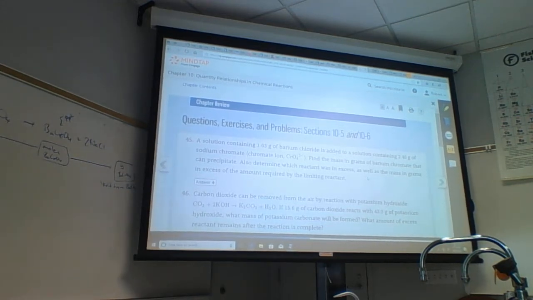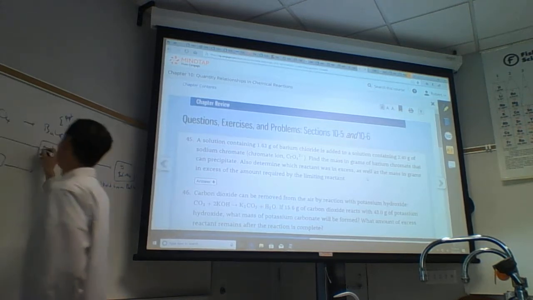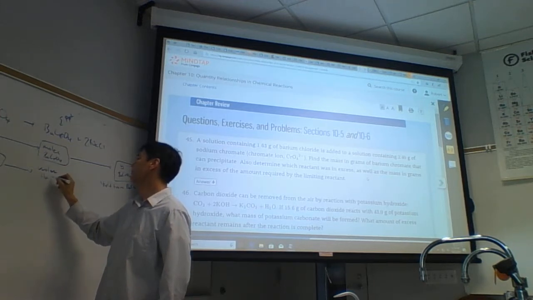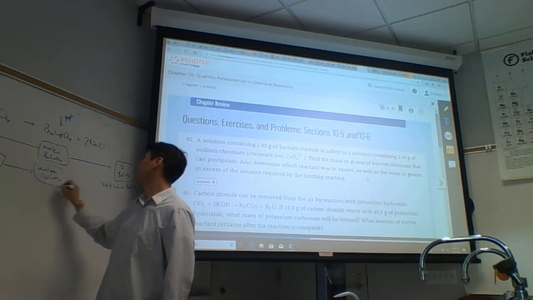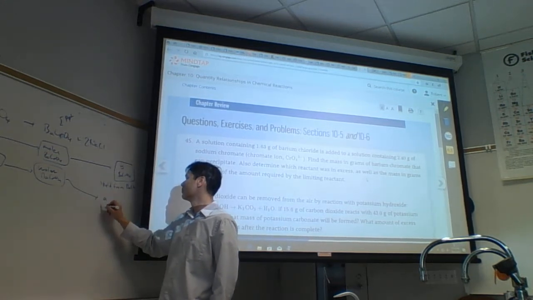Okay, then we're going to do a similar calculation where we're going to start with 2.40 grams of sodium chromate. Then we're going to go to moles of sodium chromate here. And then from moles of sodium chromate, we're going to go to moles of barium chromate. And then from moles of barium chromate, we're going to go to grams of barium chromate.